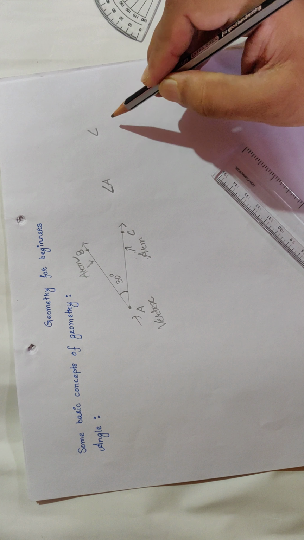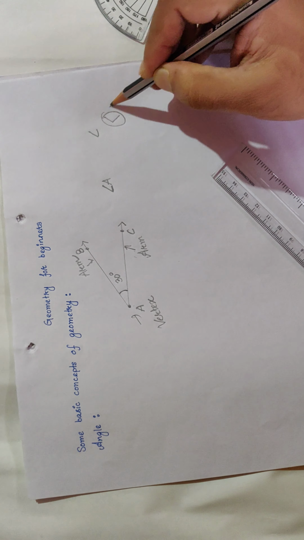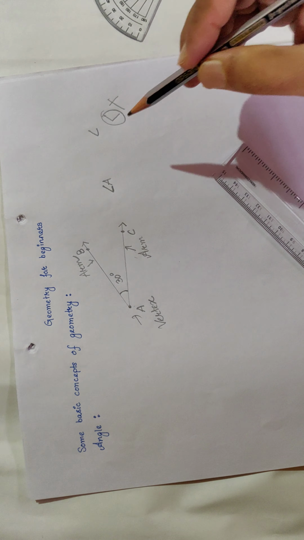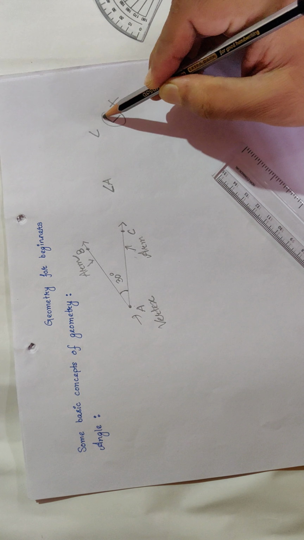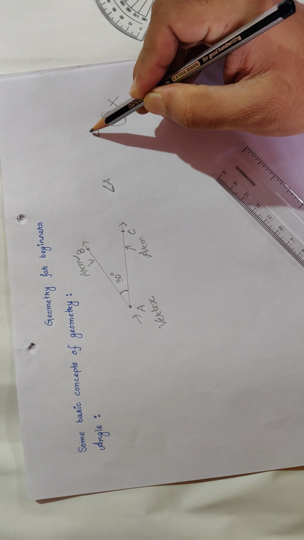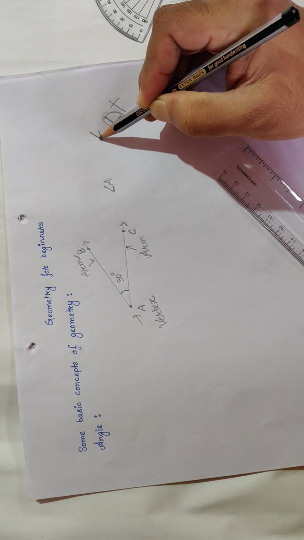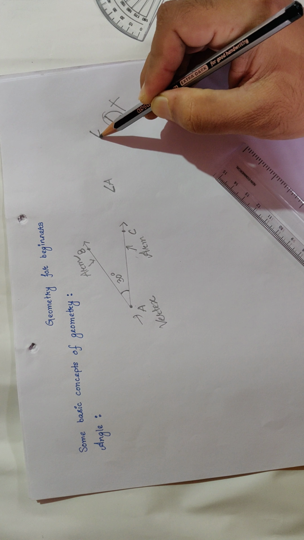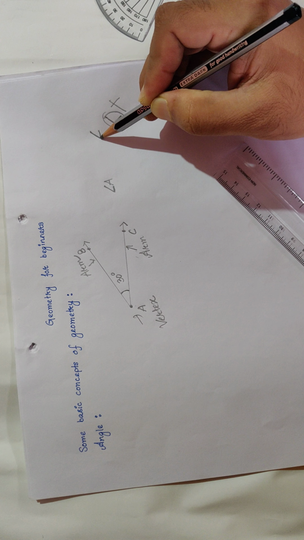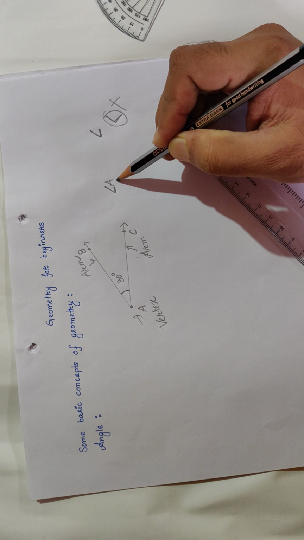Okay, students generally give the angle sometimes in this way. Remember, this is not the symbol for angle. This is the symbol for less than. To write the angle symbol, you have to write it in this way: a slanting line and a horizontal line. Okay, so this is angle A.